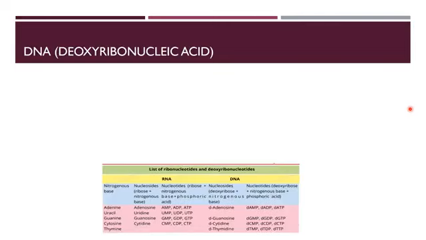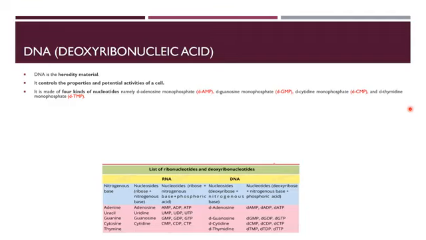DNA, deoxyribonucleic acid. So, DNA is hereditary material, and it controls the properties and activities of the cell. So, there are 4 types of nucleotides in the DNA. D-adenosine monophosphate. D stands for deoxy. Okay. D-guanosine monophosphate, D-cytidine, and D-thymidine monophosphate. Okay. So, you can see here in case of DNA, the nitrogenous base, when it attaches with the deoxyribose sugar, will be converted into a nucleoside. Okay. After that, when it gets attached with phosphoric acid, it will be converted into a nucleotide. So these are the names of these nucleotides mentioned here.